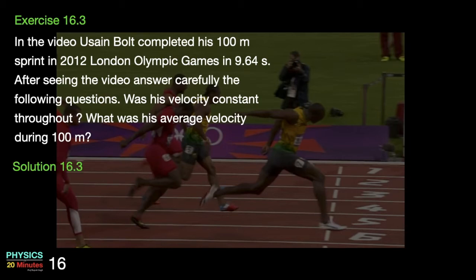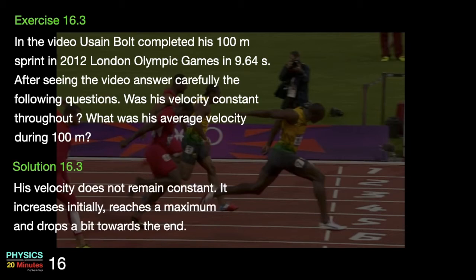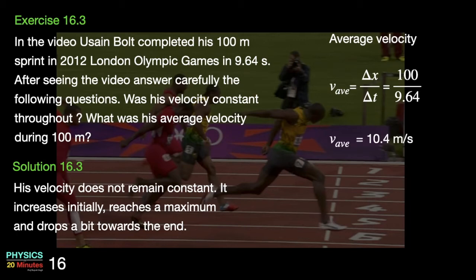Here goes the solution. If you have observed the video very carefully, you will realize that his velocity does not remain constant. It increases initially, reaches a maximum, and it drops a bit towards the end. What will be his average velocity? So the distance he travels is 100, and you saw the time it took was 9.64 seconds. So the velocity will be 10.4 meter per second.